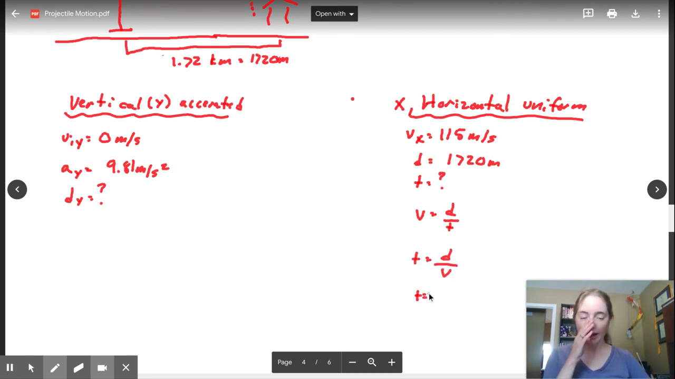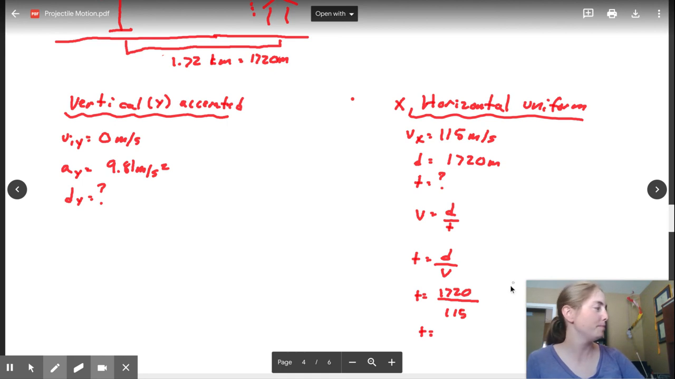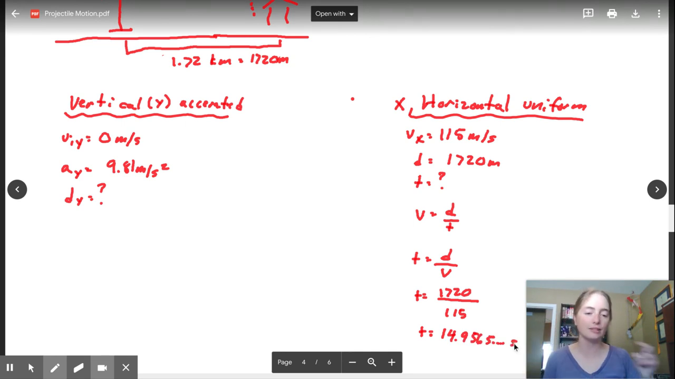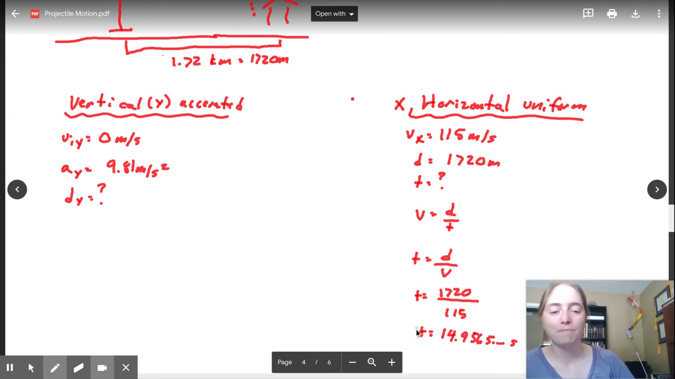I'm going to rearrange this, so T is equal to D over V. And then I'm going to put my numbers into the appropriate places, and plonk them into my equation. I'm going to calculate the time. And that's going to be 14.9565 seconds. What do I do with that time? Move it over. Unless you're going to put it in a stew. Thyme is a great herb in chicken stew. So good. Delicious.